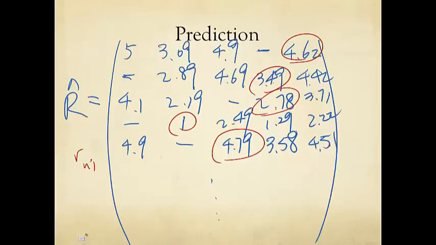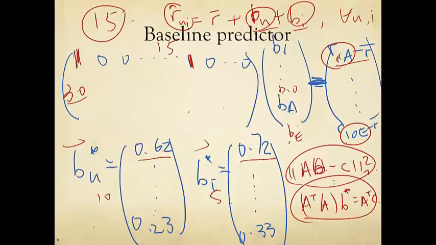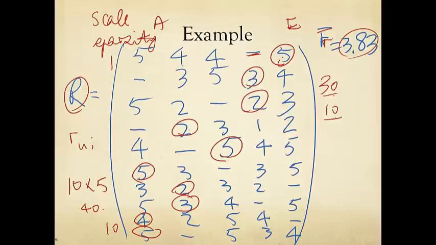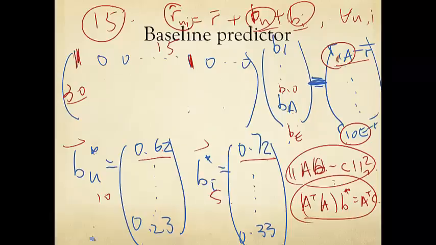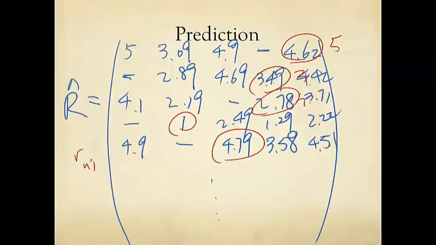Now, let's see, 5, 3, 2, 2, 5. Are they close to 5, 3, 2, 2, 5? Yeah, reasonable, I guess. 4.62. If you round up, it will be 5. But if you compute RMSE, then there is a difference of 0.38.